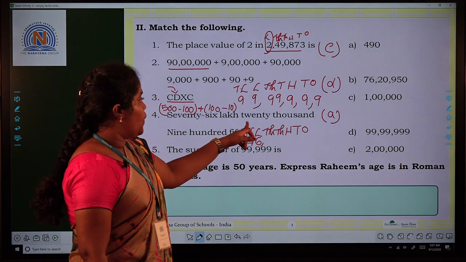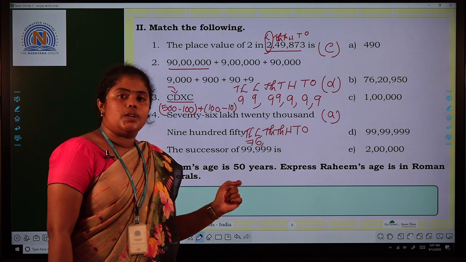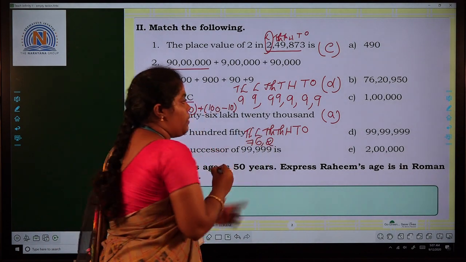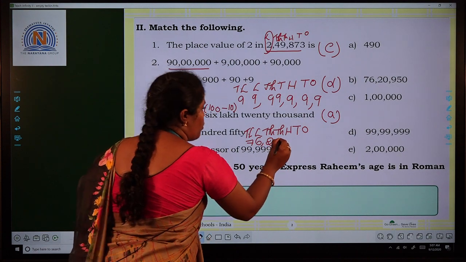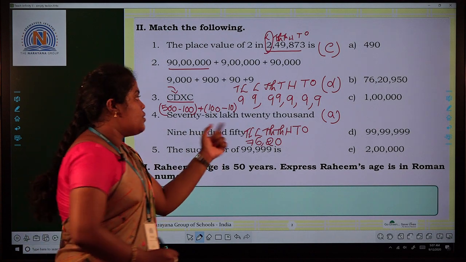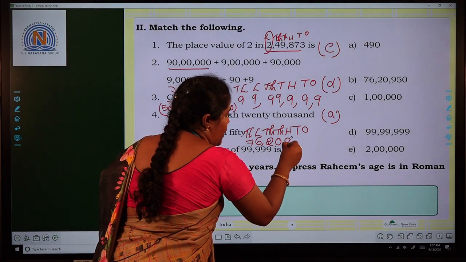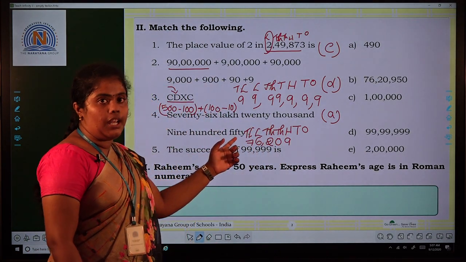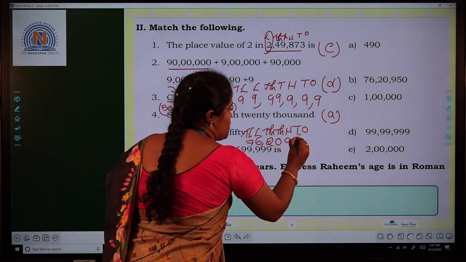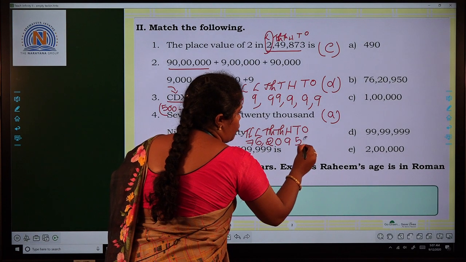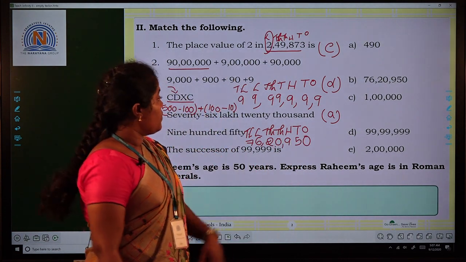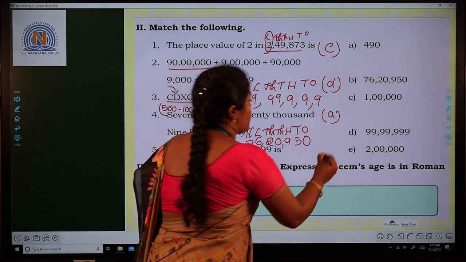Next. 20,000. 2 we have to write in the 10,000s place. Then, as there is nothing mentioned for the thousands place, we have to put 0. And 900. So 9 is in the hundreds place. After that they have given 50. 50 means 5 tens. 5 is mentioned in the tens place. Nothing in the ones place, so we have to mention zero. So separate by the commas. Where is the option? Yes, it is B.